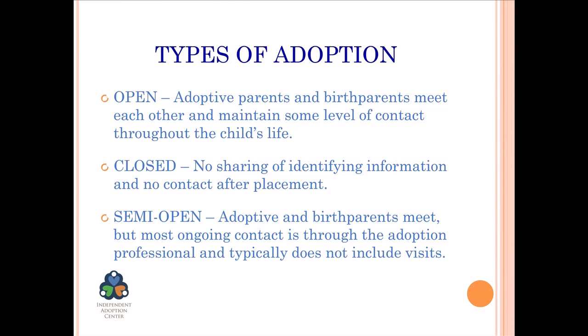And in an open adoption, that's where the adoptive parents and the birth mother or birth parents meet ahead of time and maintain ongoing contact over the life of the child. And there's also closed adoption, which is what we kind of consider the old-fashioned way of adopting. It's not very common anymore, and that's where everybody pretty much remains anonymous. There's no ongoing contact, and there's no sharing of personal identifying information.